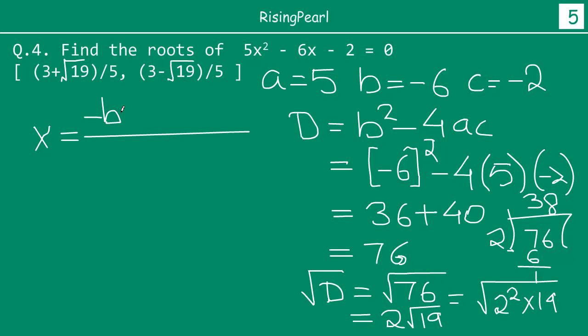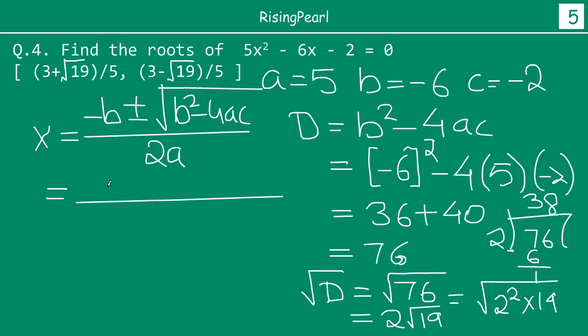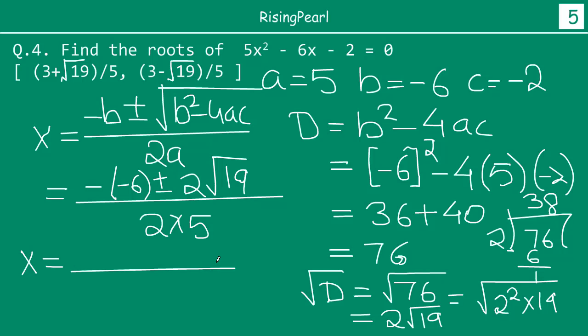So now let's look at what the roots are using the quadratic formula. It says the two roots are minus b plus minus square root of b square minus 4ac, by 2a. So it will be equal to minus b, where b itself is minus 6, plus minus square root of b square minus 4ac, which is 2 square root 19, divided by 2a, which is 2 times 5, right? In other words, x should be equal to minus of minus 6 plus minus 2 times square root 19 divided by 2 times 5. If you see, we can take 2 common from the top and the bottom, so 2 will cancel out.